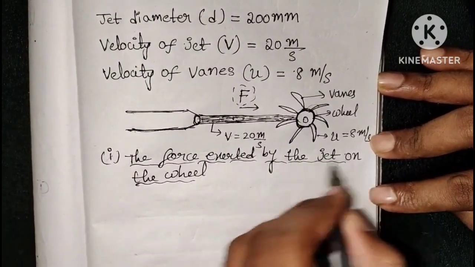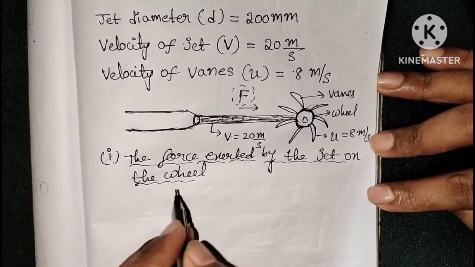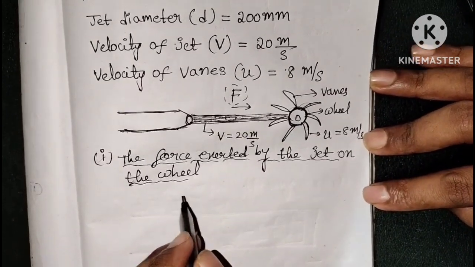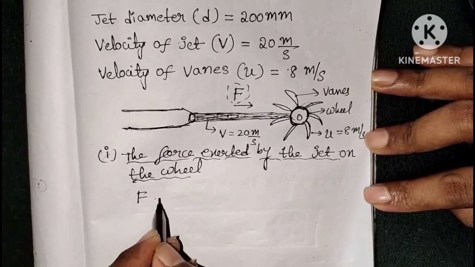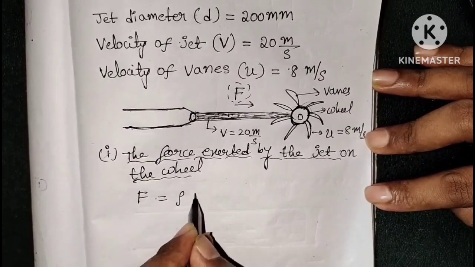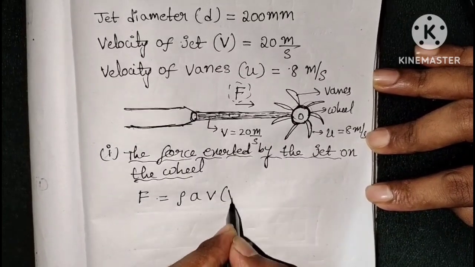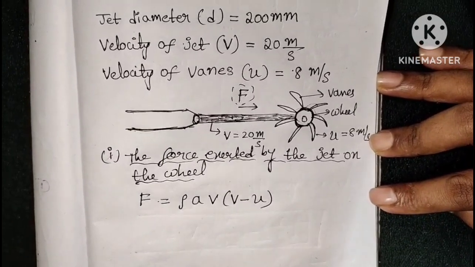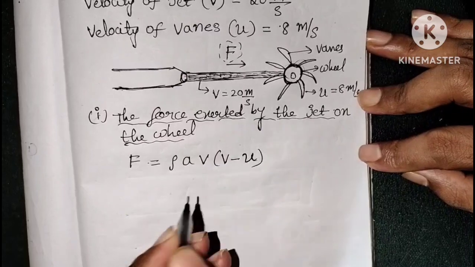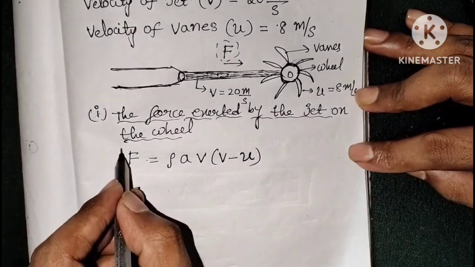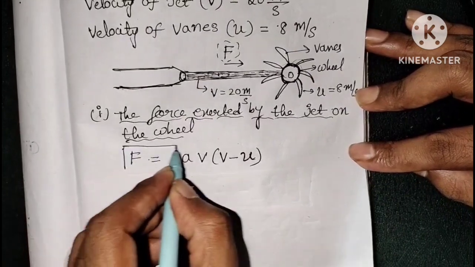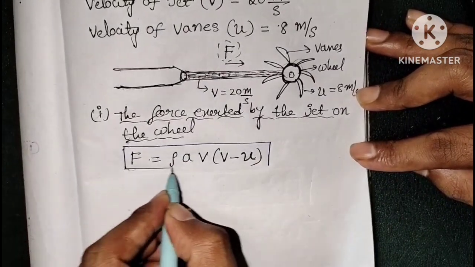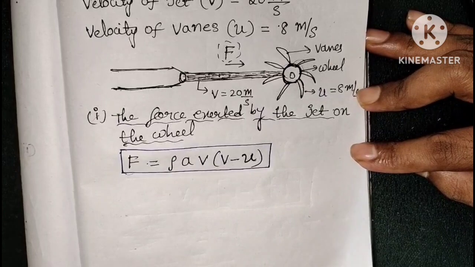The force exerted by the jet on the wheel in case of series of vanes: force exerted by the jet F is equal to rho A V into (V minus U). So this is the formula for force exerted by the jet on the wheel. So we have to use this formula.